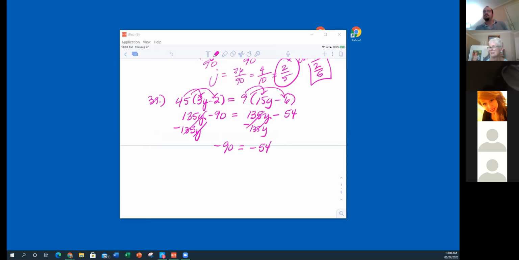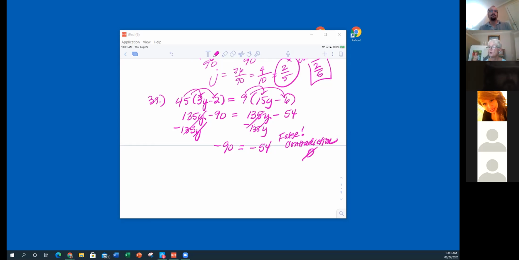So what has happened is that the variable has totally gone away, right? It's gone. But what kind of statement is this? Does negative 90 equal negative 54? No, that's a false statement. So that is a contradiction. Oh, that's all you have to solve for? Yep, and that's no solution.